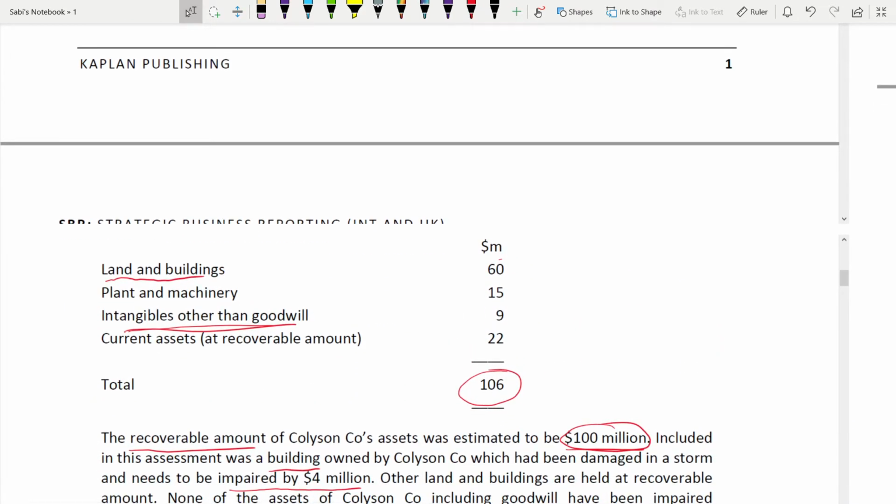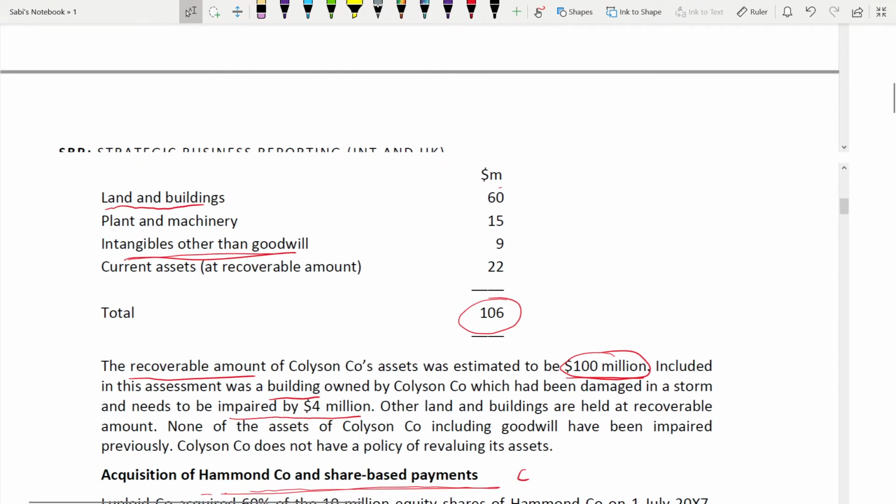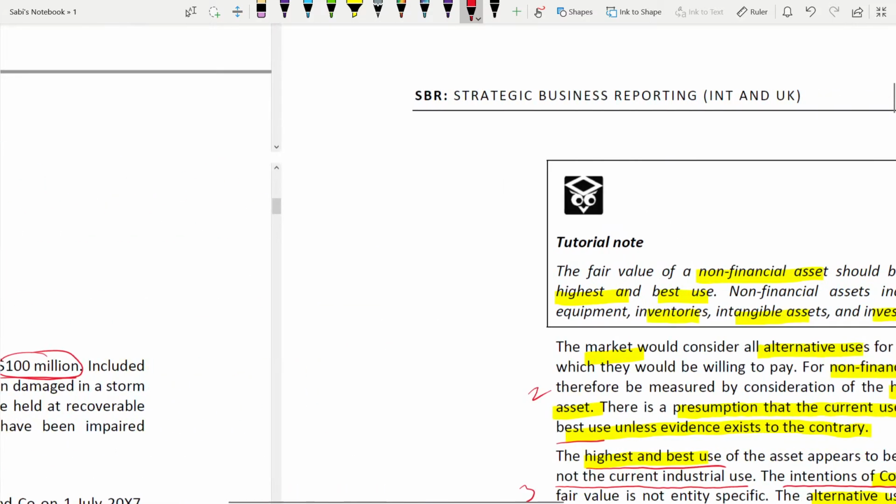Okay. So out of this, if you see, 60, 15, 19, 22. This is out because you have already allocated the 4 million. So you cannot take land and buildings. Plant and machinery, yes. Intangibles other than goodwill, yes. Current assets are at recoverable amount, so you cannot take them. So only 15 and 9. That's why you have added 15 and 9 in the denominator. Out of 15 plus 9, 15 is for plant and machinery and 9 is for intangibles. Okay, that's how you are allocating it.